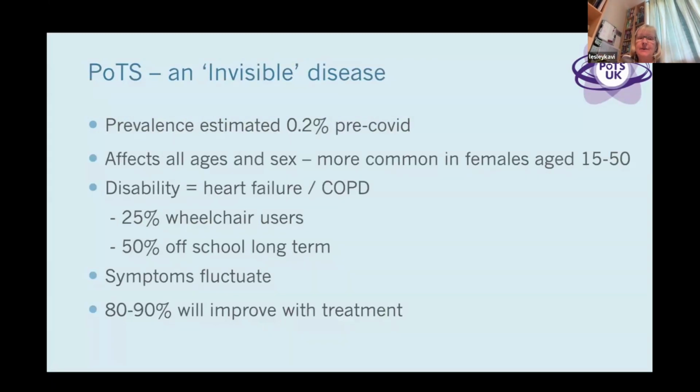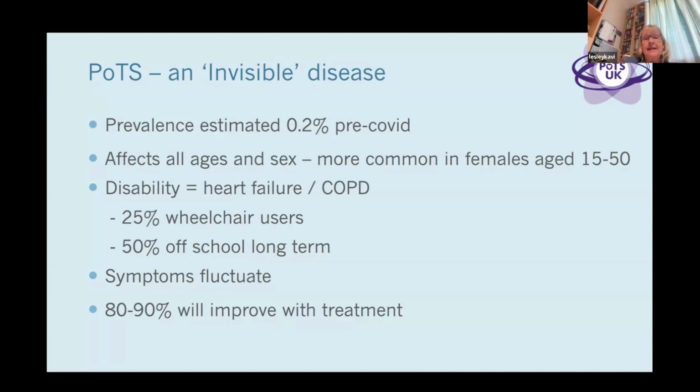POTS is often described as an invisible disease. That means that the patients can often look well, but are really quite debilitated by their symptoms. Prior to the pandemic, it had been estimated that it affected 0.2% of the population, and we suspect it's more than that now. As mentioned before, it can affect all ages and sex, but it's more common in younger women.